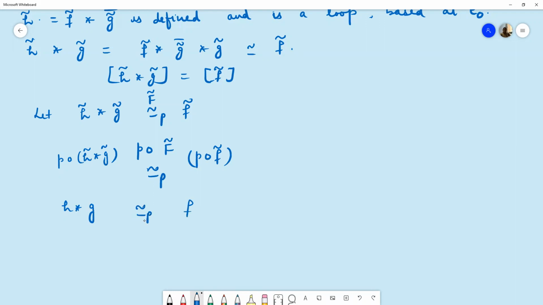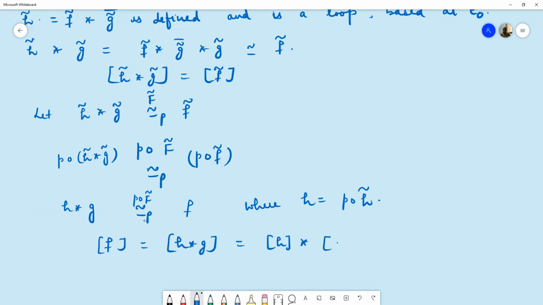So P circle F curl is a path homotopy between H star G and F, where we can assume that H is P circle H curl. So now we are saying that H star G is path homotopic to F. It means F is equal to H star G. Their homotopy classes are the same. So we can write it as homotopy class of H into homotopy class of G, and this belongs to H star G.